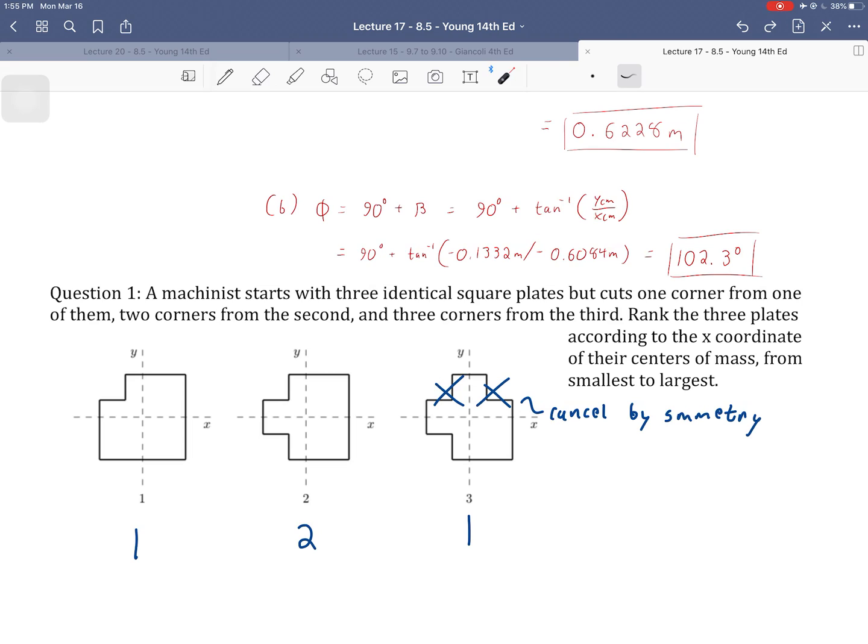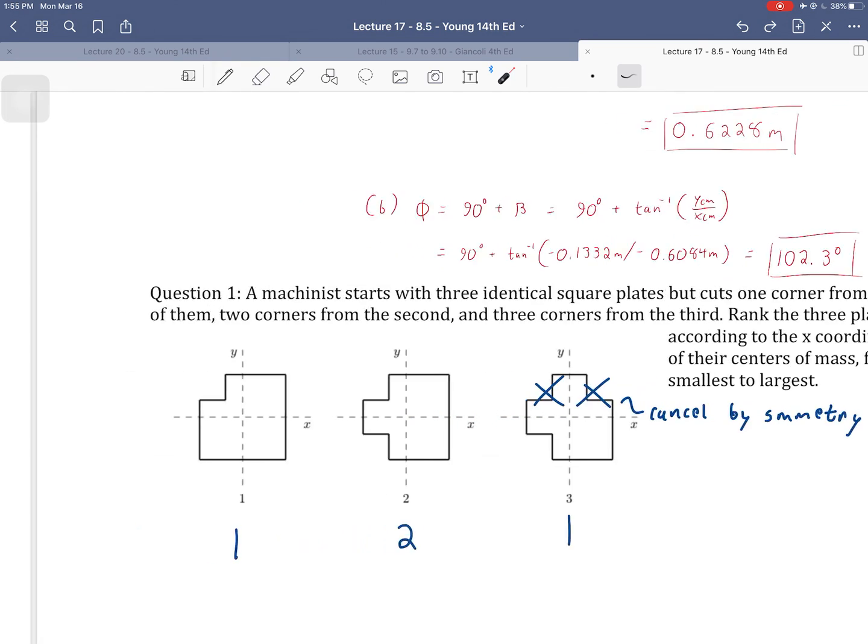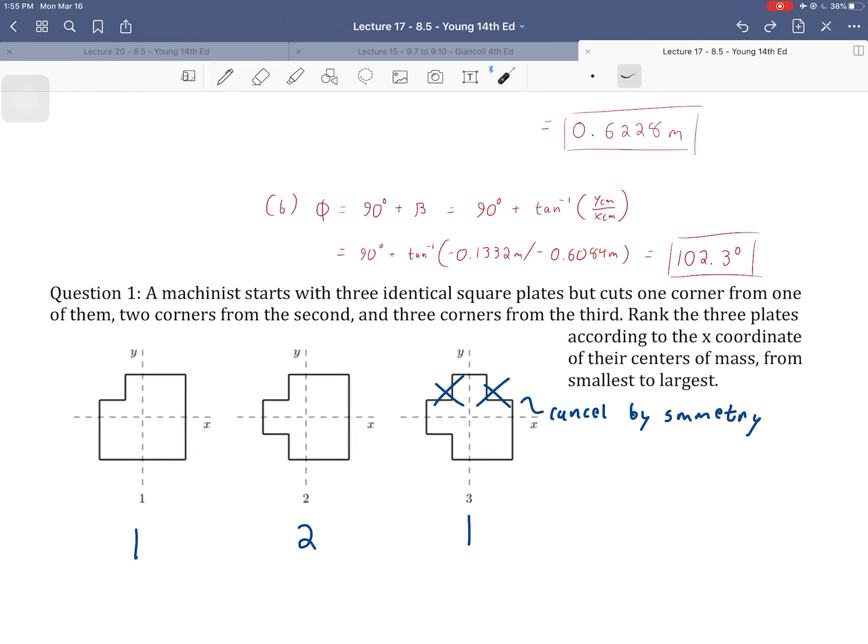That's because if we think of what's going on with number 3, where 3 corners are cut, the 2 corners shown here with x's through them cancel out by symmetry in terms of affecting the x center of mass. Whatever effect this missing mass had on the x center of mass, this one has the equal in magnitude and opposite effect on the x center of mass. So these two are tied.